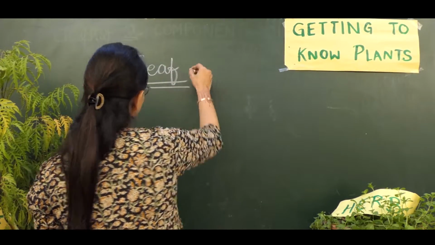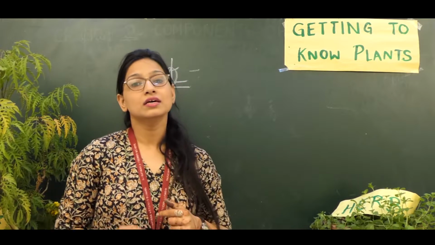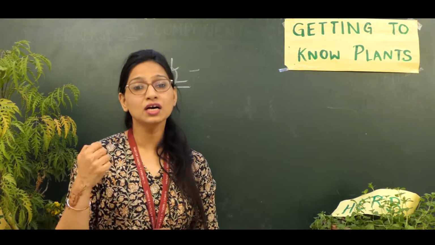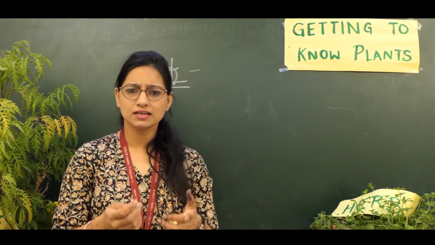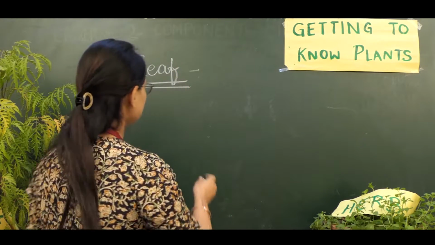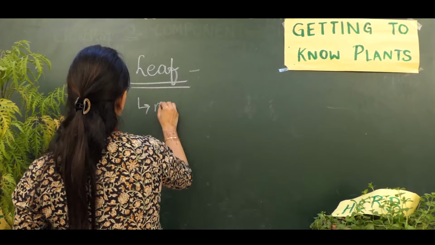So the first most important function is that the leaves prepare food for the plants, right? They are the food factories. Leaf is the kitchen where the plant prepares the food. So leaf manufactures food.